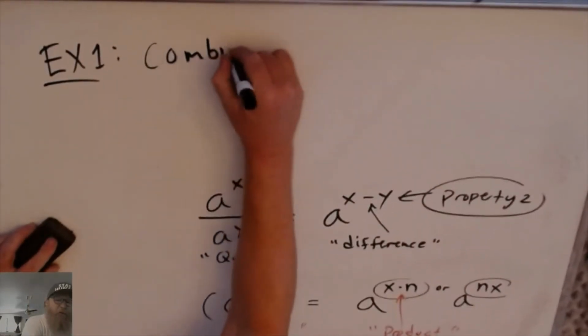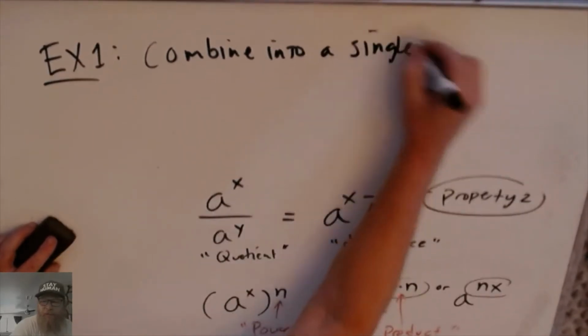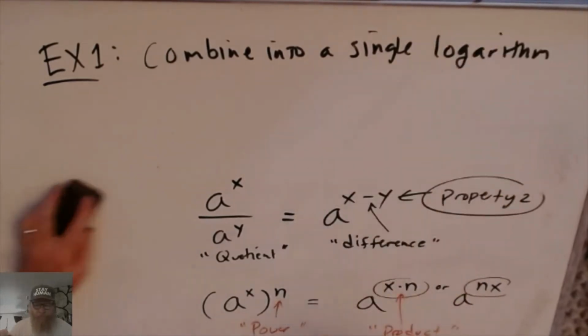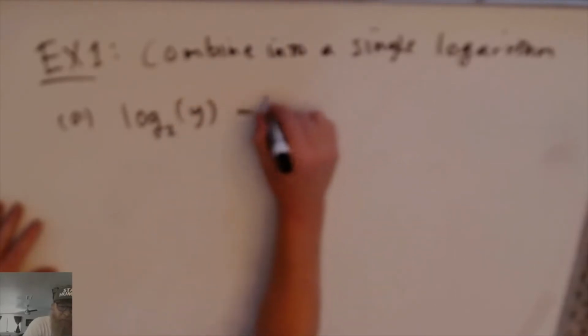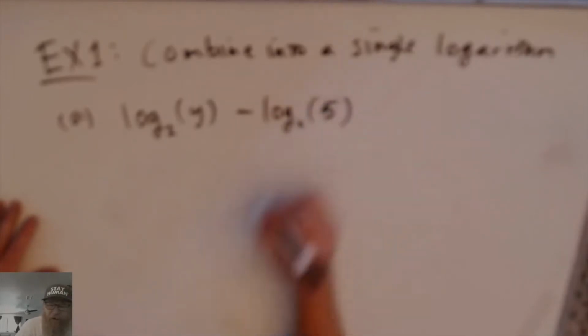We call that also combining into a single log. I have a few different examples. How about log base 2 of y minus log base 2 of 5?